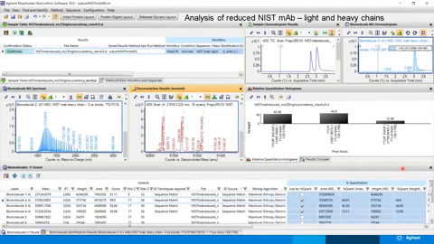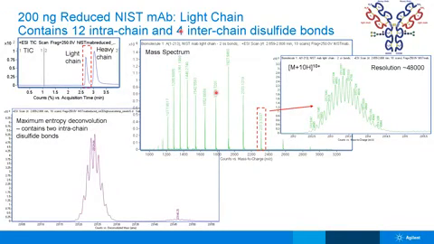And for the analysis of the reduced MiAb and its two light and heavy chain components, we utilized the intact protein layout in MassHunter BioConfirm 10. So we have our TIC here for the light chain. That's in this red box. This is the first peak in the TIC.